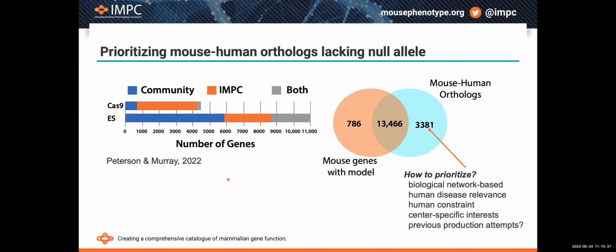these genes. We can use biological network-based evidence, we can use human disease, we can use constraint in the human genome. We always have some center-specific interests, disease models, and then, are these genes that we've attempted before but failed, or was there a biological reason why these were refractory to our approaches? So these are things that we think about in going after this sort of understudied fraction of the genome.